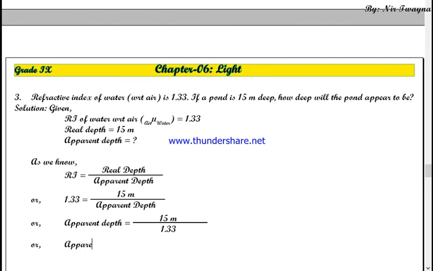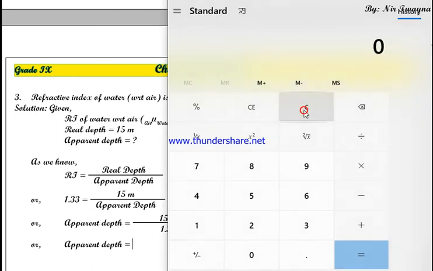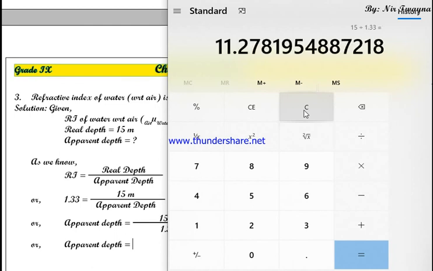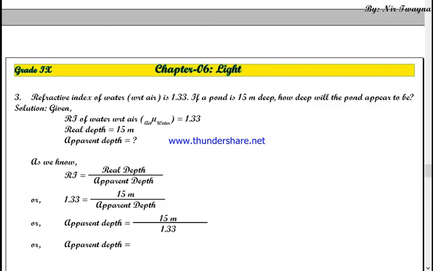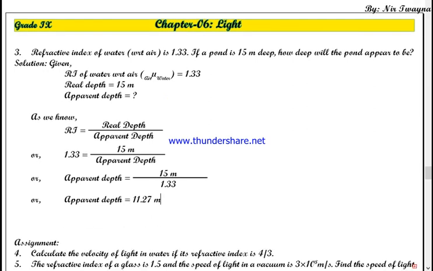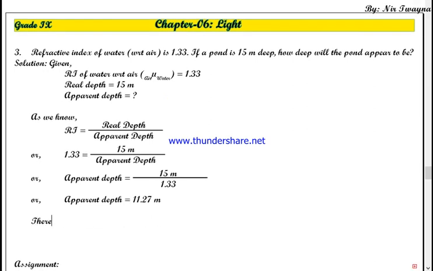Apparent depth is equal to 15 divided by 1.33. Try it: 15 by 1.33 is 11.27. 11.27 meter. You got the answer? Therefore the pond appears to be 11.27 meter deep. Right?